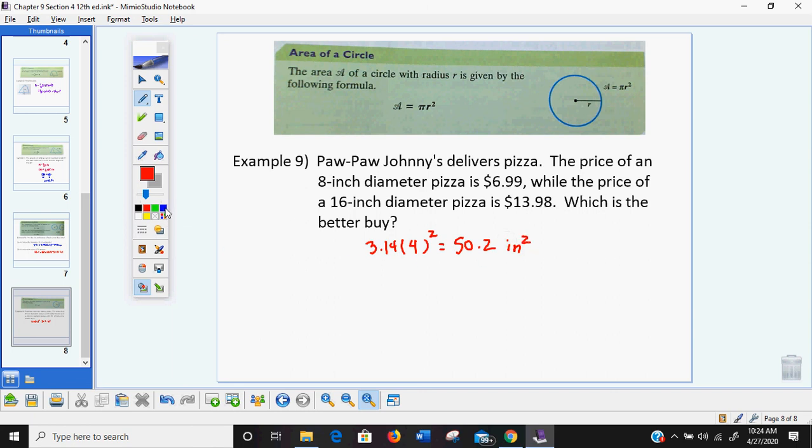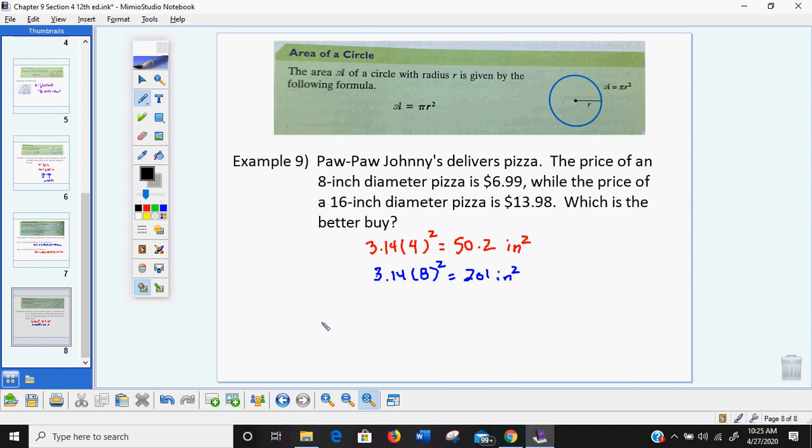Now let's do the other pizza. So pi r squared would be 3.14 times, if the diameter is 16, half of that would be 8. So we're going to have a radius of 8, and 3.14 times 8 squared gives us 201 inches squared. Now we've got to figure out the best price.